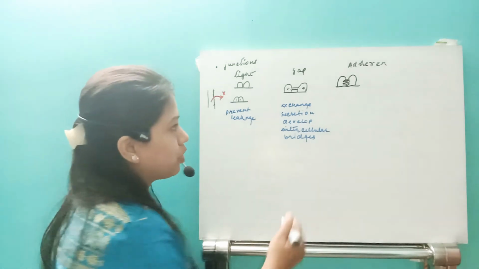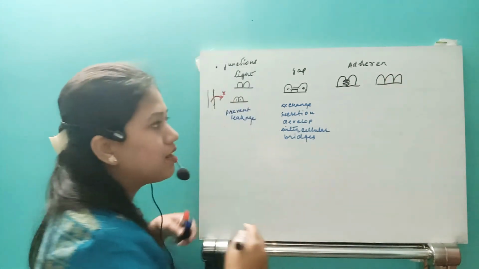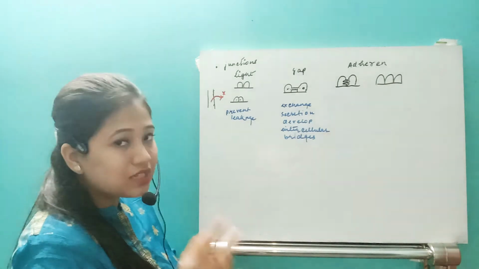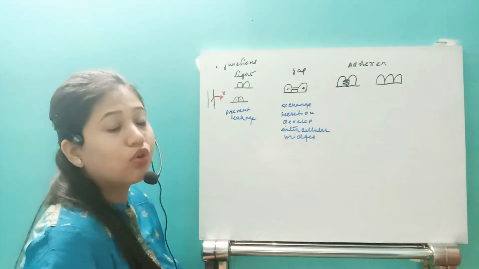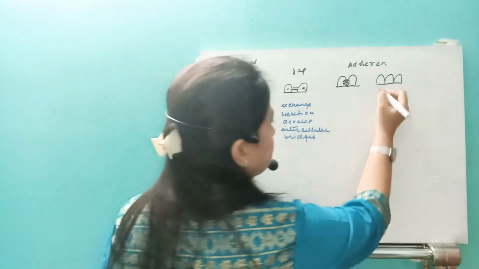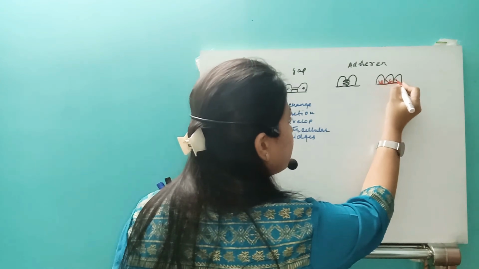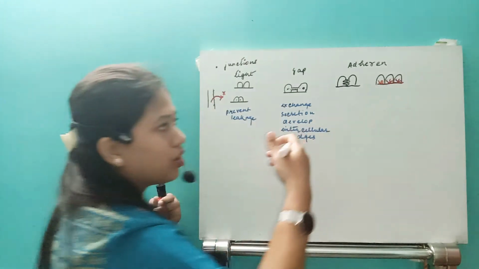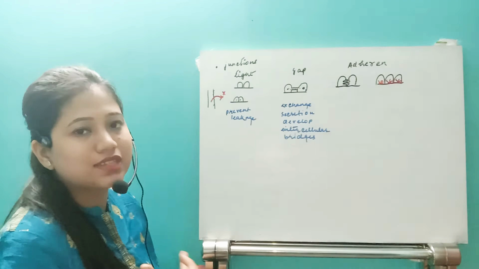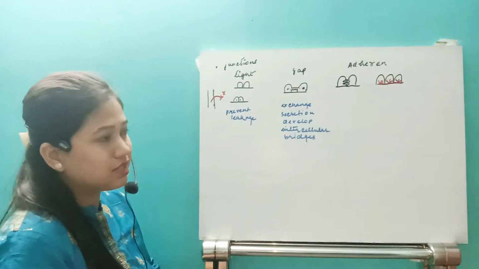Next, this is also one type of junction where some anchoring structures are present, like desmosomes or hemidesmosomes. Those desmosomes and hemidesmosomes glue or stitch the cell to the neighboring cell. So these are the interdigitations.